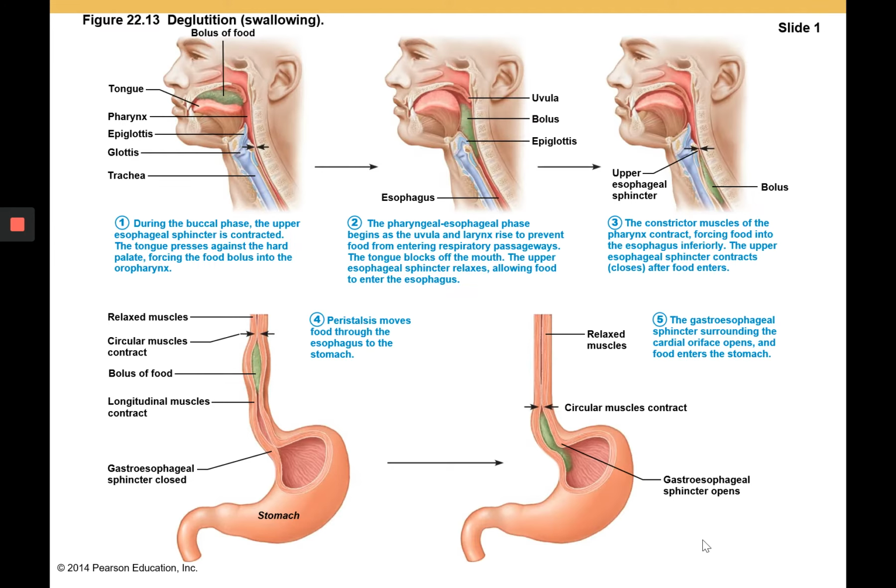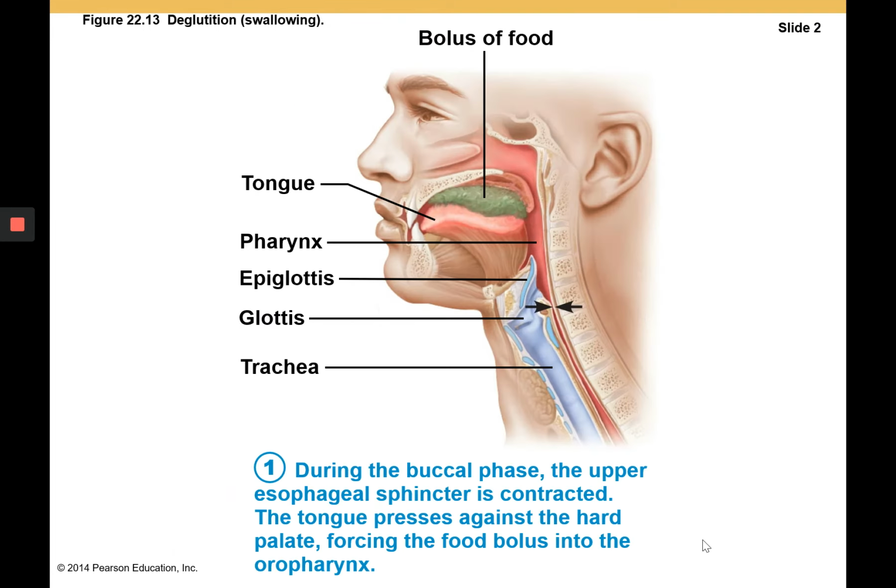So here we can see the steps of deglutition. We have a buccal phase where the bolus is in the oral cavity, but then moves into the pharynx. And then the pharyngeal-esophageal phase is when the food or bolus is in the pharynx and then passes the pharyngeal constrictors and moves into the esophagus. And the food will then move all the way through the esophagus, eventually reach the cardiac sphincter or gastroesophageal sphincter, and when that dilates, it'll allow the bolus to enter the stomach.